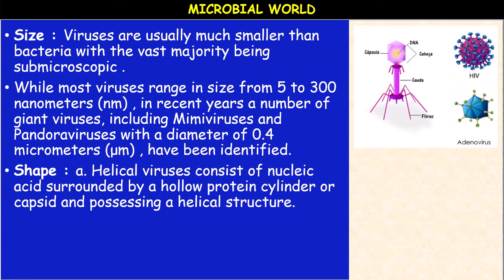As for the shape, helical viruses consist of nucleic acid surrounded by a hollow protein cylinder or capsid and possess a helical, spring-like structure. So, you can see here, this is a tadpole shaped virus.